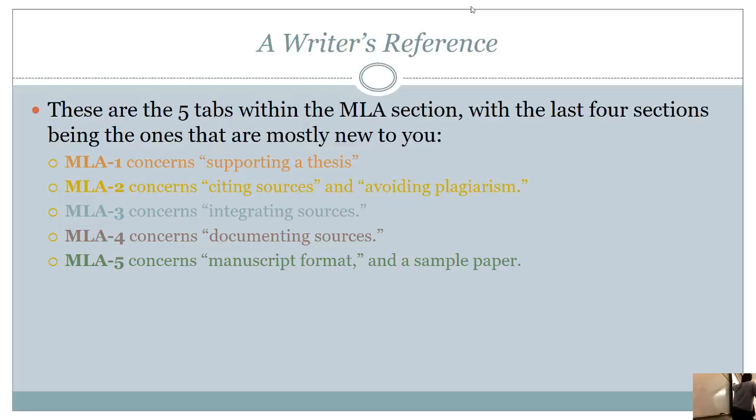Citing sources and avoiding plagiarism, which is kind of new to you. Additionally, integrating sources, so not just how to cite them, but how to integrate them and make them work for you. Documenting sources, so that's where you're making sure that you have all the information for a source in place, so that everybody knows how to get back to that source. And MLA-5 concerns manuscript format and a sample paper. That section I'm probably not going to go over, but it basically gives you a sample paper within the tab that you can look at to see how it formulated its research.